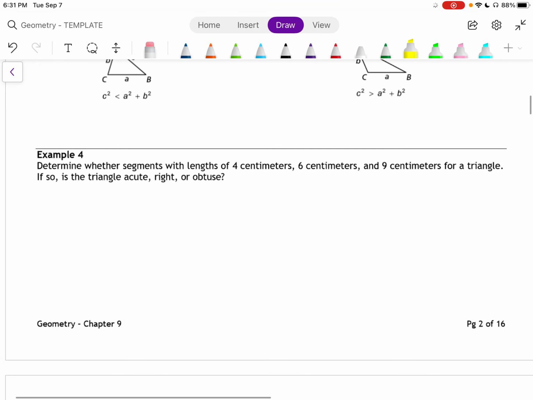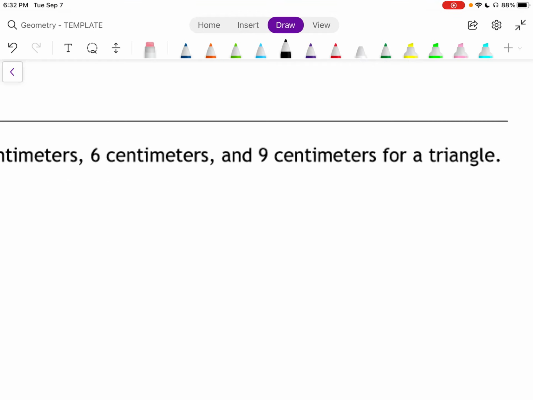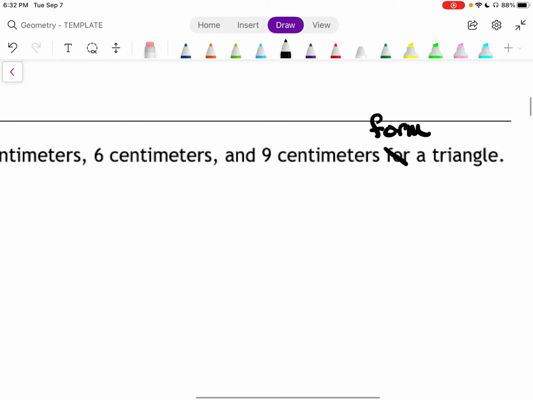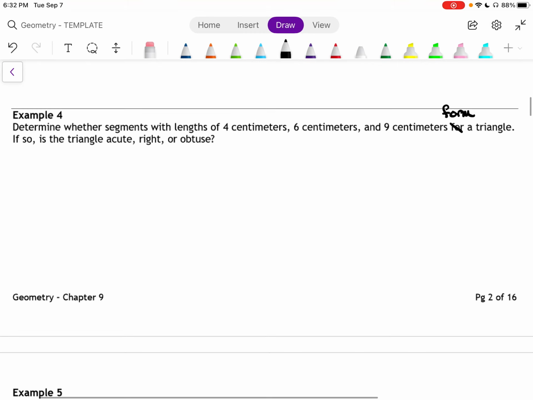All right, number 4. Determine whether segments with lengths of 4, 6, and 9 centimeters form a triangle. And then our next question is, if so, is the triangle acute, right, or obtuse? So we have 2 questions there. For starting, we need to decide, is it a triangle at all, right? Could it make a triangle?